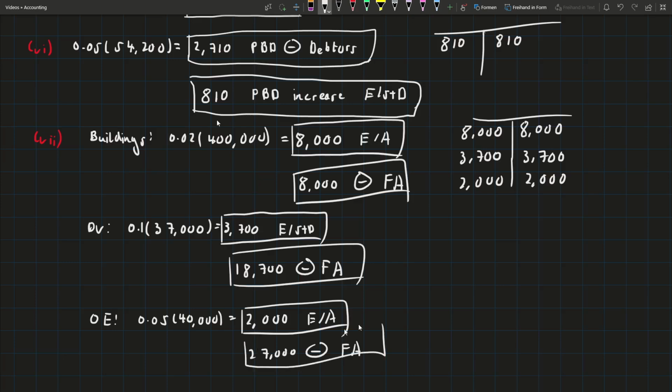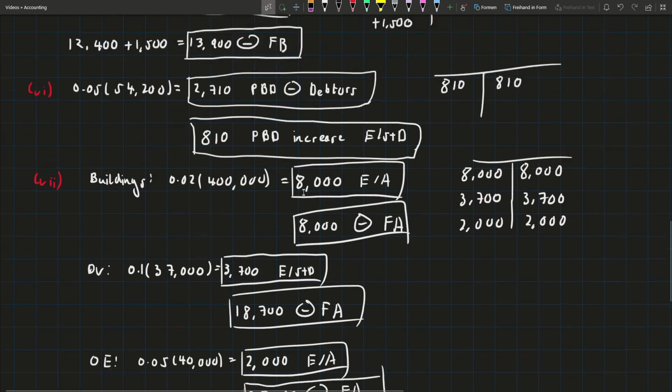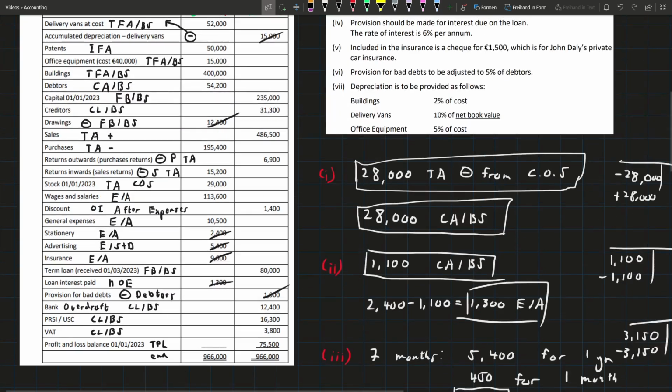Okay. And yep, so that's all the adjustments and that's the logic behind them. Hope that was useful.